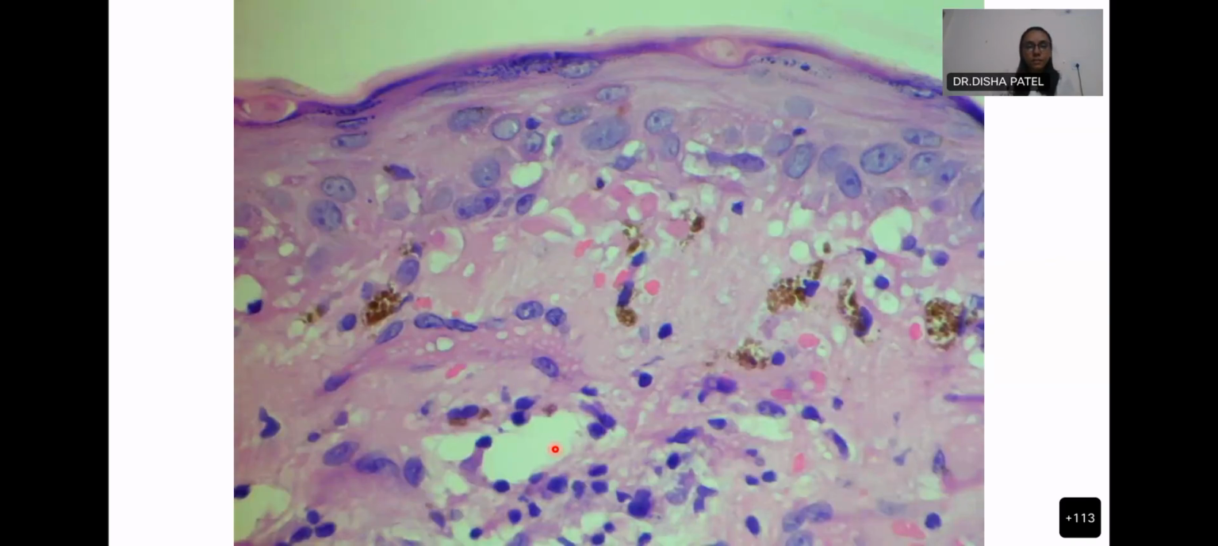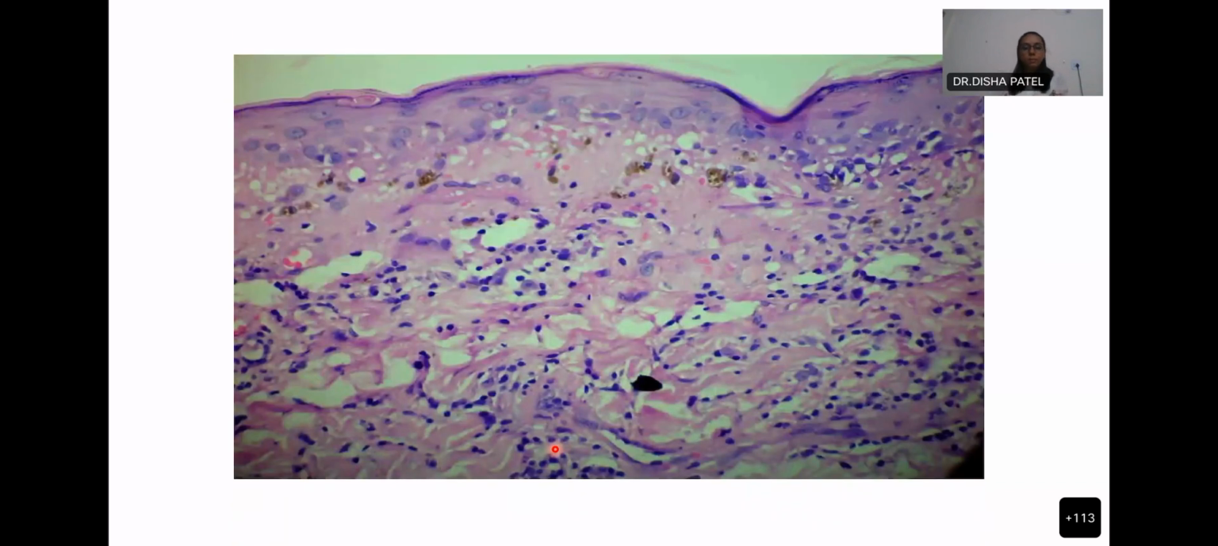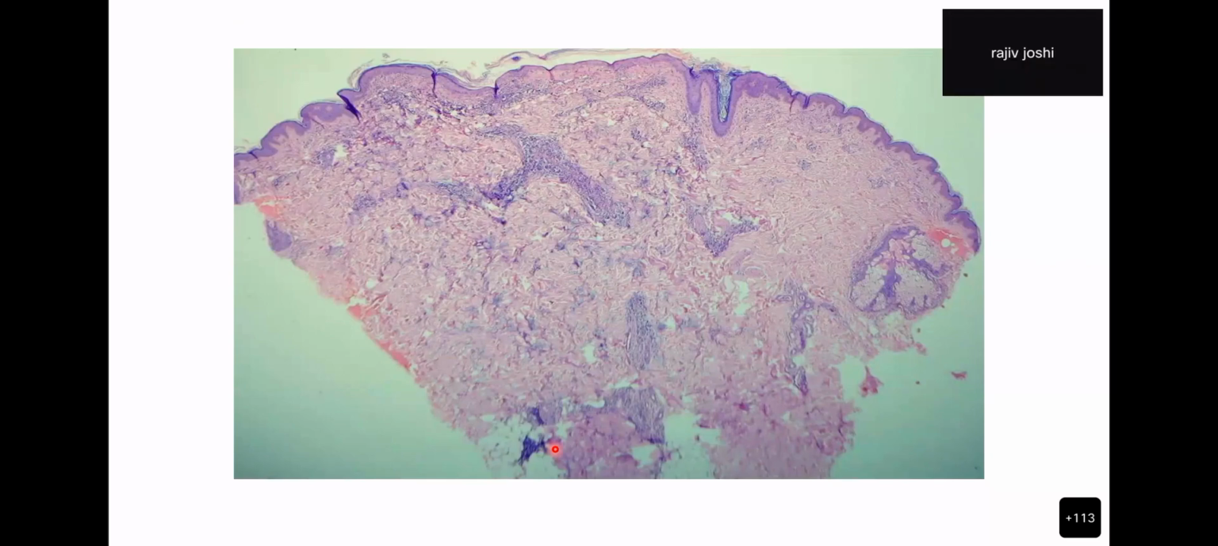Next slide, sir. Here also we see the melanin pigment incontinence and inflammatory infiltration in the dermis. Next slide. Here we see the thickening of the papillary dermis with inflammatory infiltration, and there is increased mucin and increased lymphocytes and plasma cells. So basically, it is discoid lupus erythematosus. Mainly. Yeah, good. So this is what you said.